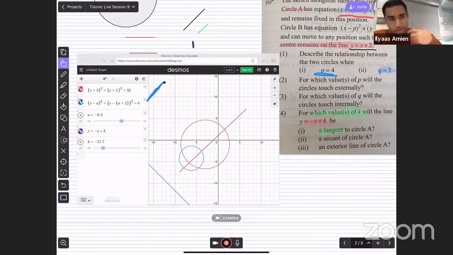For example, the gradient of the tangent being perpendicular to the radius, is that new? No. But it was a Euclidean geometry concept. But again, I told you guys that you must combine the two. You mustn't think that what you learned in one area stays there.